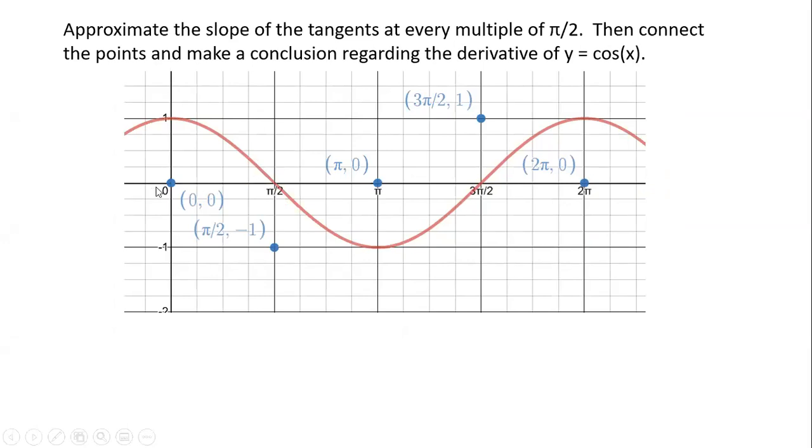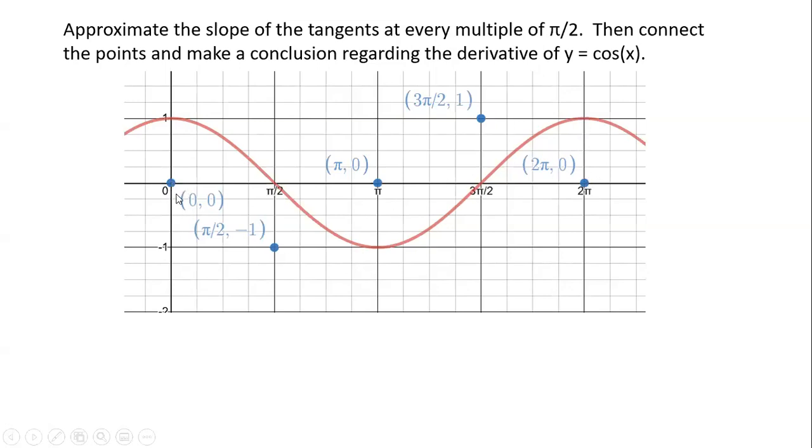The slope at 0 would be 0 because the function has a flat tangent at that point. At pi over 2, you have that decreasing line, which means you have a slope of minus 1. That would be the slope at that point. The slope at pi is going to be 0 because it's flat at that point. The slope at 3 pi over 2 would be 1 because that's increasing. And at 2 pi, the slope again flattens out, so that would be 0.